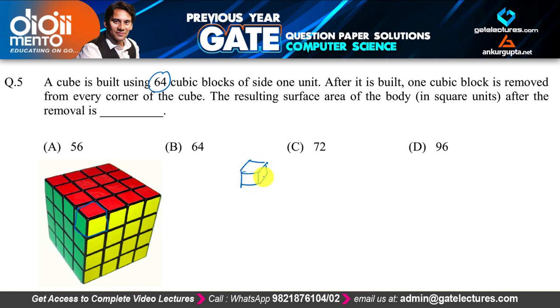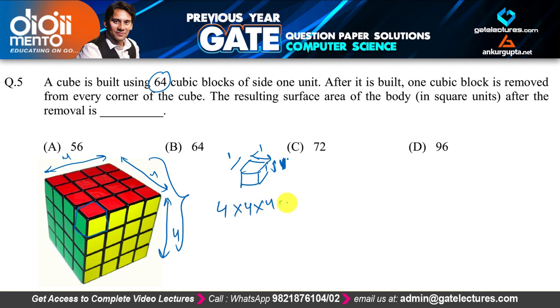Okay, so we use these 64 cubic blocks, where every block's dimensions are 1 unit each in length, breadth, and height. We use 64 of them to make a cube. As you can see here, I've used 64 of them. Here there are a total of 4 blocks, 4 blocks here, and 4 blocks here. So the total number of blocks used is 4 into 4 into 4, which is 16 into 4, which is 64. So we are using 64 blocks to represent this cube.